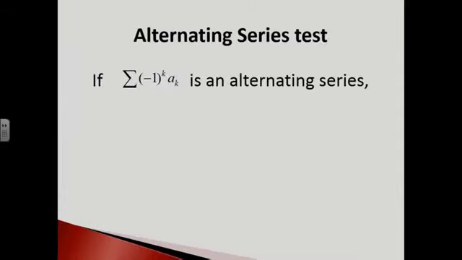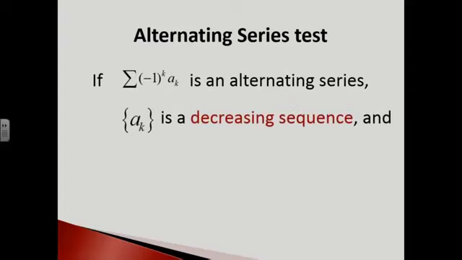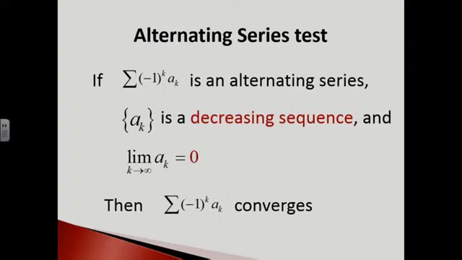Alternating series test. Consider an alternating series sigma (-1)^k multiplied by a_k, where a_k are positive, and both of the following two conditions are satisfied: a_k is a decreasing sequence, and the limit of a_k as k tends to infinity equals 0. Then the series must converge.